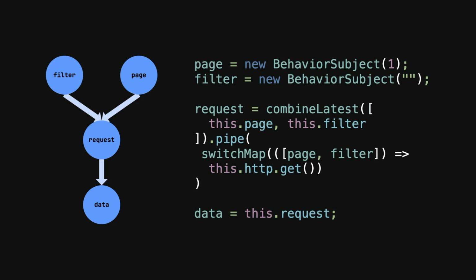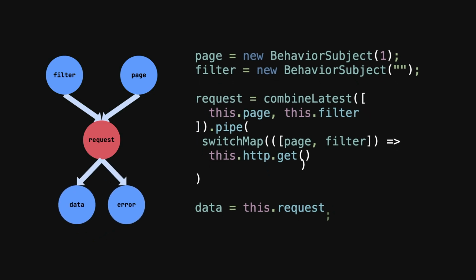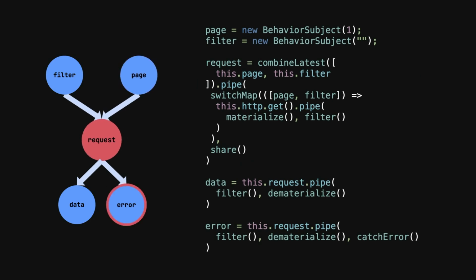So we need to consider that our HTTP request may actually fail, and we are going to need to handle that. There will likely be a scenario where we need to show some error in the UI, and so we need access to that error data just like we do for our page data. For that, we can add an additional error declaration alongside our data declaration. Both of these are derived from our request declaration.